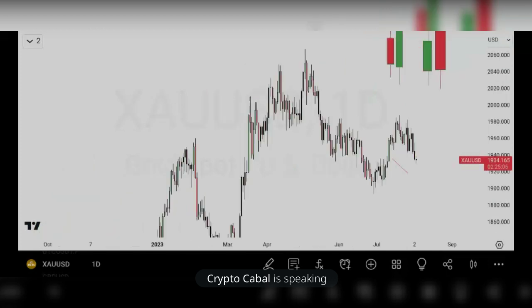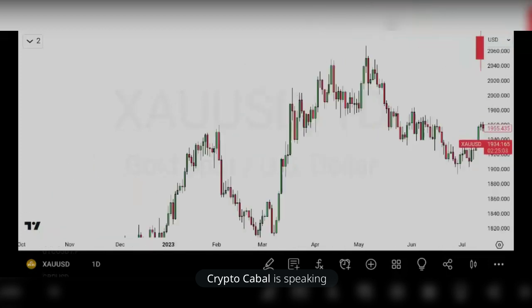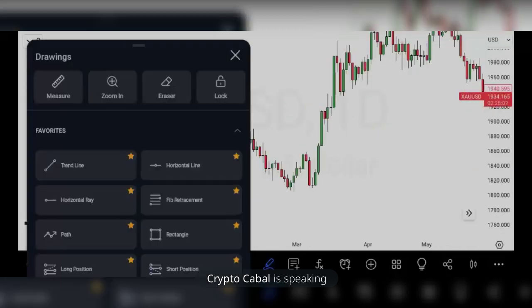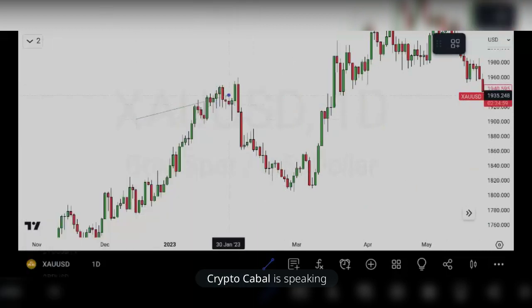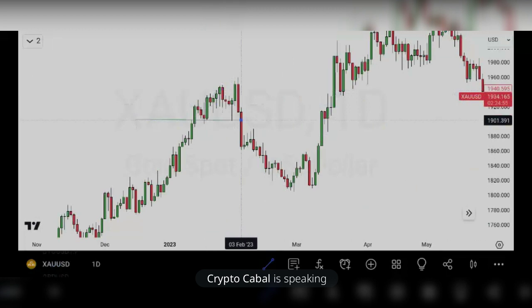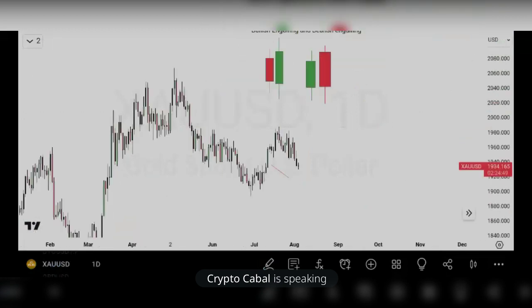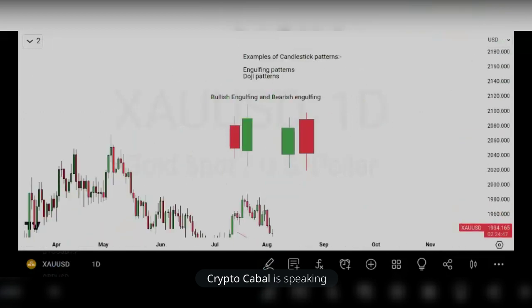Now let's check another place. Look at these points again. These points, green and red, green and red. After we have that, what happened? We have a reversal in price, and that is what the bearish engulfing candle works for.